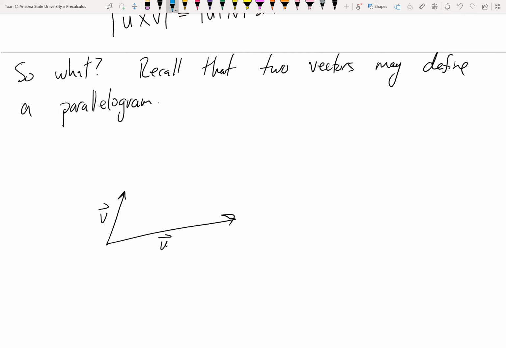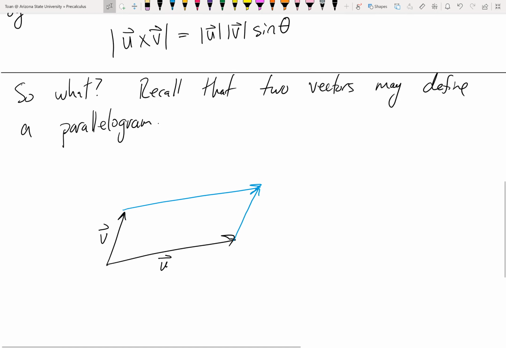So for example, I could add vector u at the end of v. Ooh, that's not a straight line. Or I could, it'd be nice if I made it the same length. Or I can add vector v to the end of u, and it creates a parallelogram. Well, the magnitude of u and magnitude of v are pretty obvious.